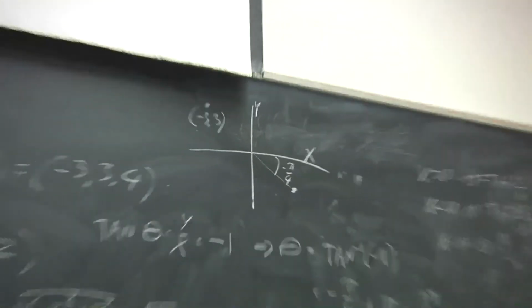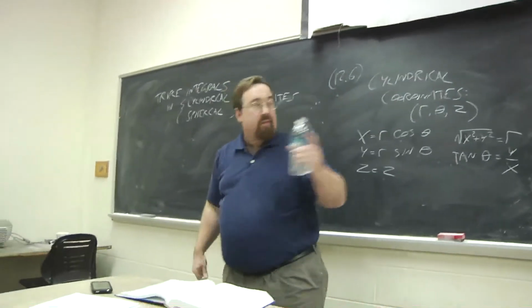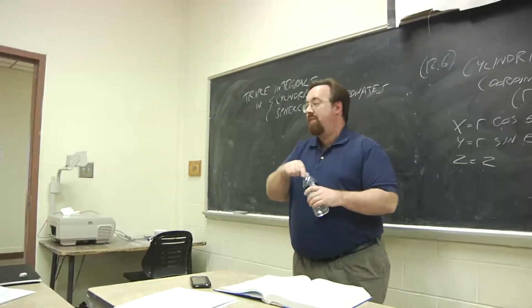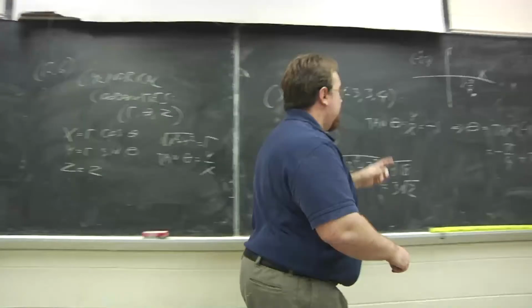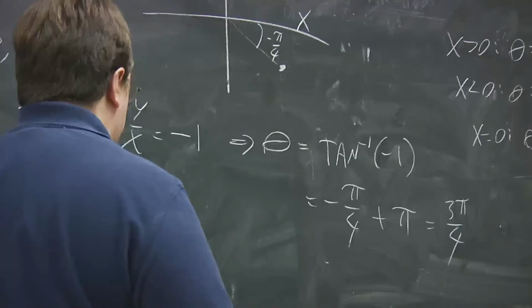Yes? So are we going to add pi in all cases? Only if x is negative. Okay. Yeah. And so in this case, that is our theta. It's going to be 3 pi over 4.